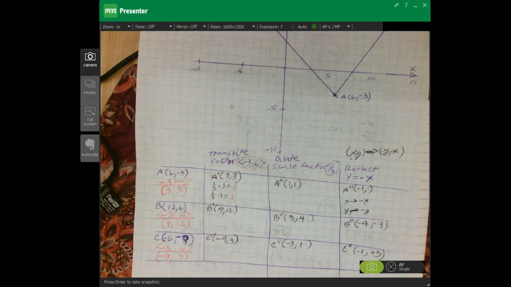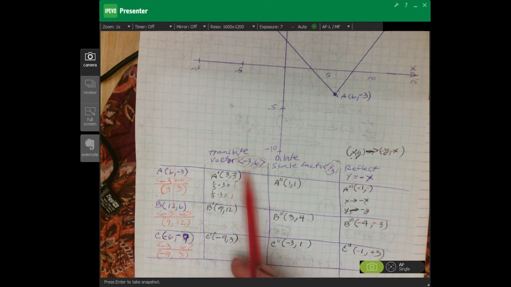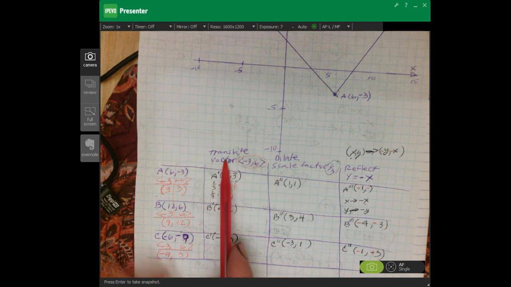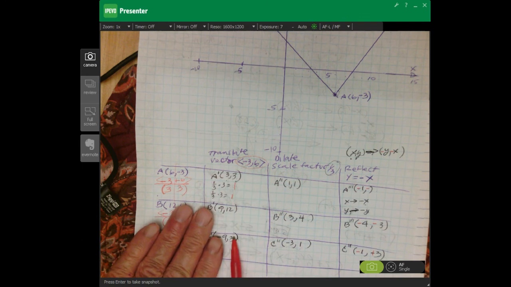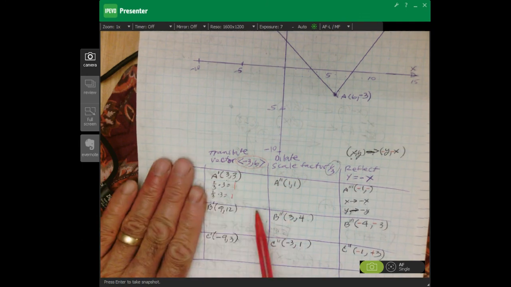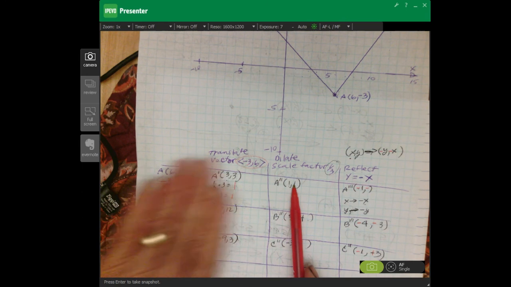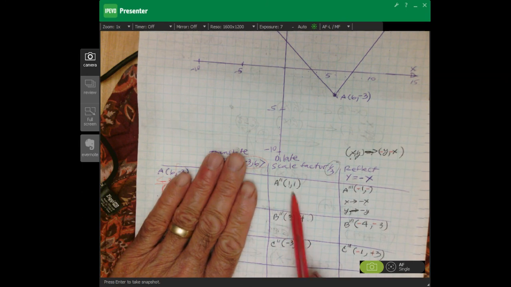So that's how you go through and translate a composite transformation. Whichever one you do, you just focus on one at a time. Once you find the new points, you forget about the old ones and move on.